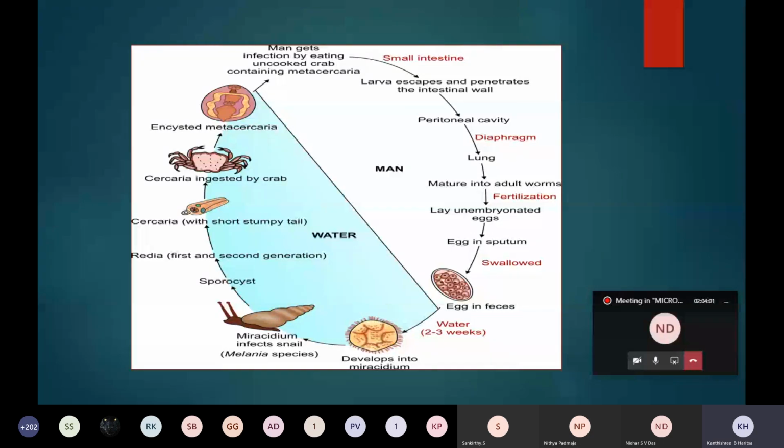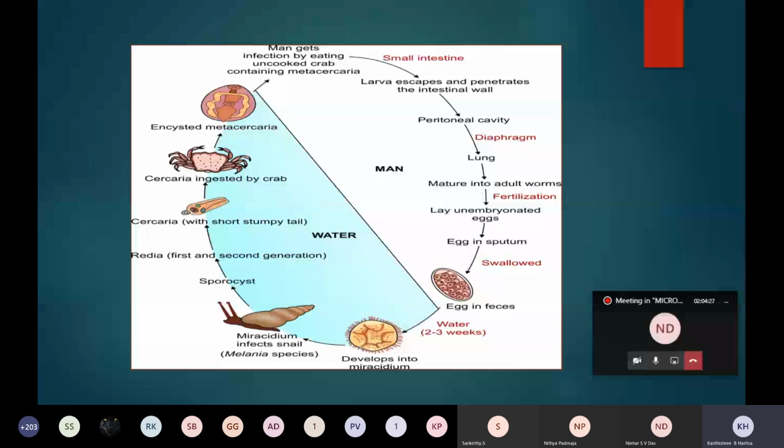This egg is present in the sputum. It is swallowed and the egg is excreted in the feces. Then it reaches the water. There the egg develops into a miracidium. This miracidium larval stage infects the snail, that is Melania species.